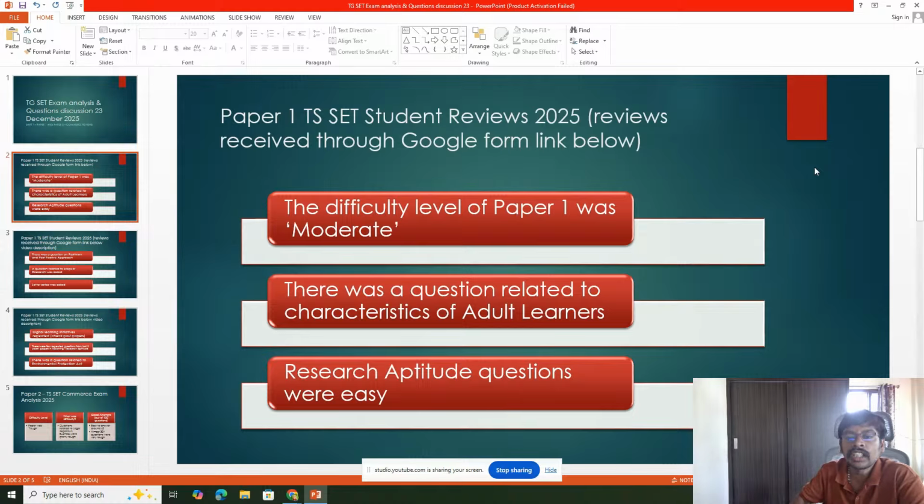There was a question related to characteristics of adult learners. This is from teaching aptitude probably. The questions asked in the research aptitude section were pretty easy. These questions were very direct. There were almost 4 to 5 questions from research aptitude, and these were pretty easy to answer as per the reviews.